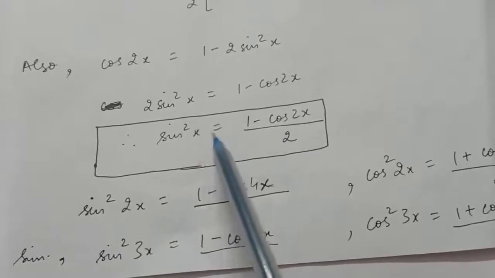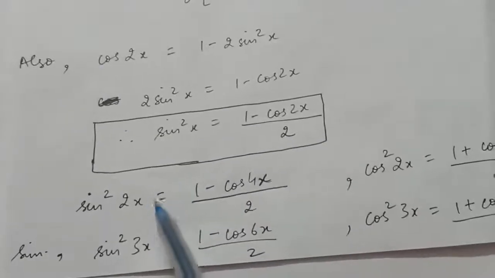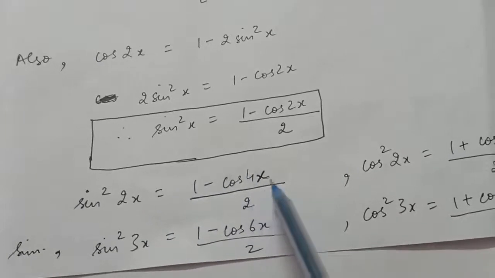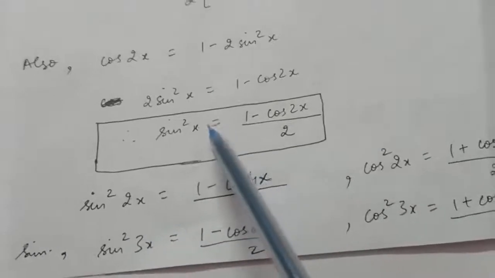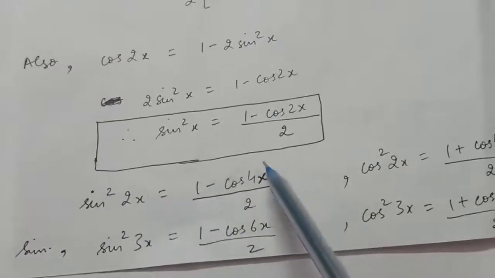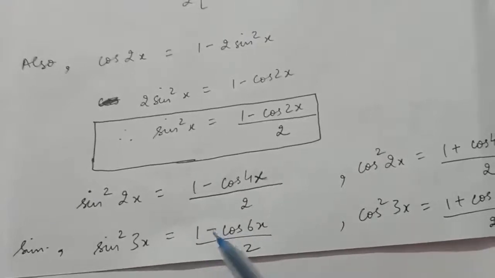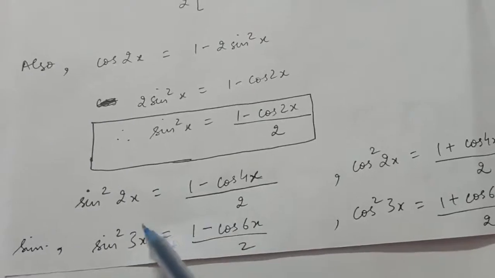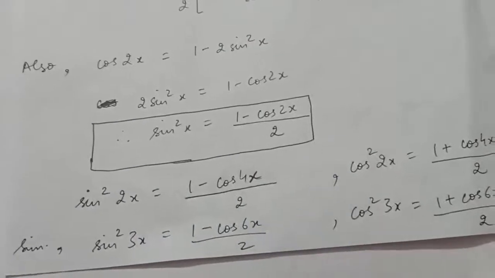Also, because sin square x is 1 minus cos 2x by 2, sin square 2x will be 1 minus cos 4x by 2. The angle which will come here is the double of this angle, right? When it is x, it is 2x. When it is 2x, double of this angle is 4x. Now similarly we can say sin square 3x is 1 minus cos 6x by 2, because the angle here is 3x. So double the angle, here it will be 6x, right?